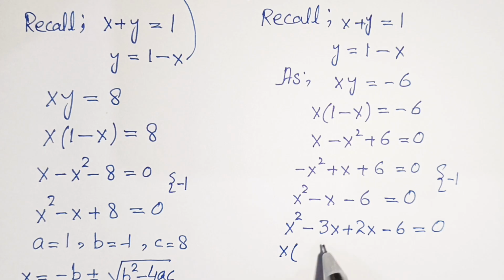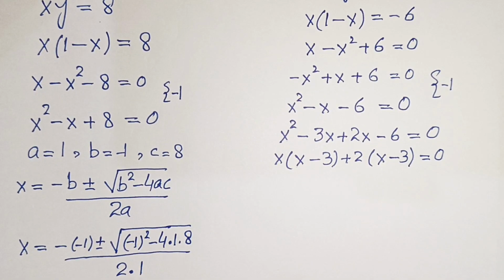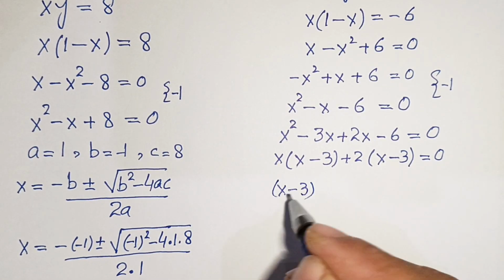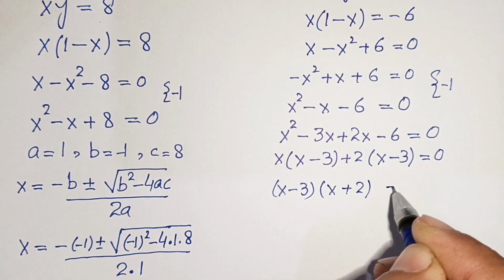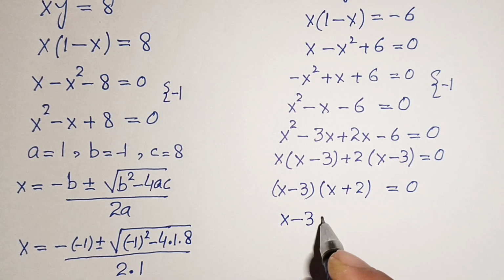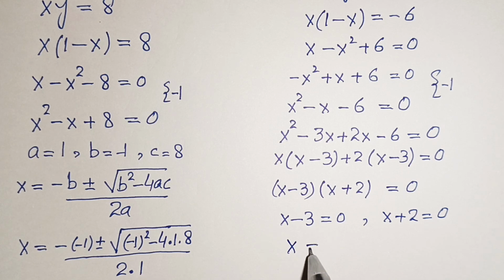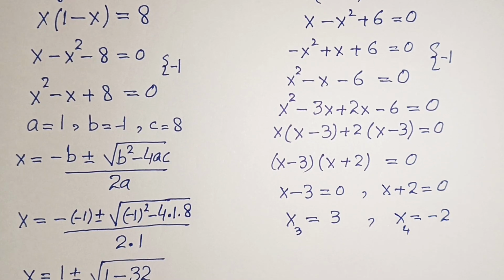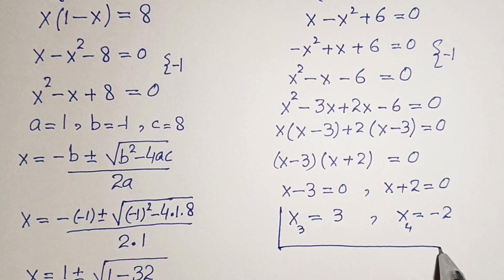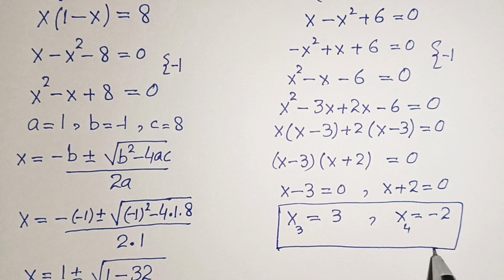Here, taking x common in the first pair, we get x minus 3, and plus 2 is common in the second pair, we get x minus 3, which is equal to 0. Now we have a common factor here, which is x minus 3, and the other one is x plus 2 is equal to 0. Here x minus 3 is equal to 0 or x plus 2 is equal to 0. So x is equal to 3, it is our value of x3, and x is equal to negative 2, it is the value of x4. So here we get two values of x, which are x3 and x4.